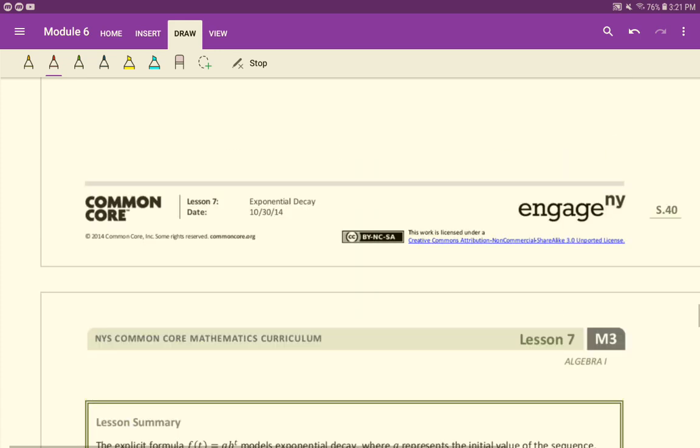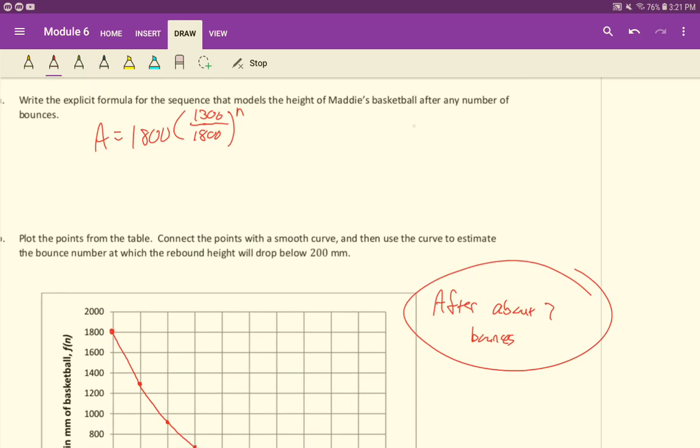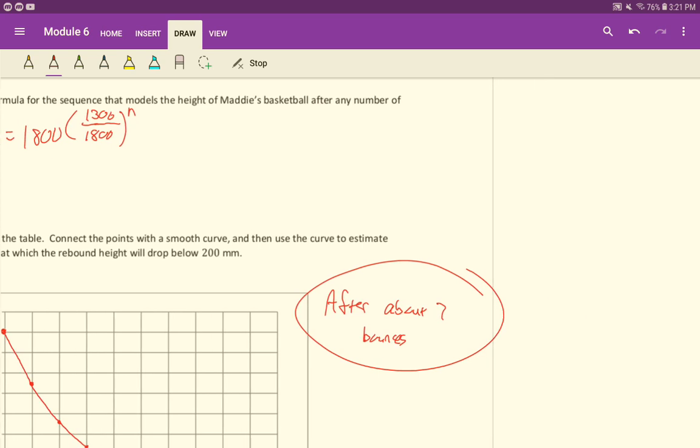Let's go ahead and solve this actually just to see if we're close. So we'll plug 200 in for A. We have 200 equals 1,800 times, and again, I'm going to simplify that to be 13 over 18 to the n. So divide both sides by 1,800. This fraction actually simplifies to just 1/9.